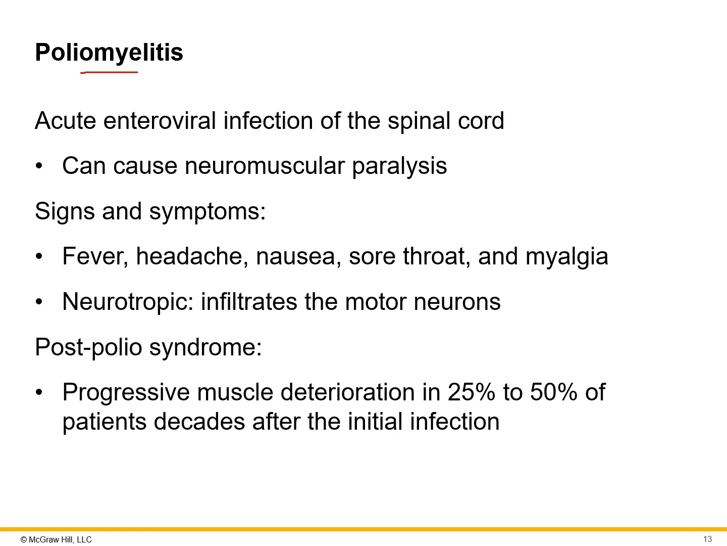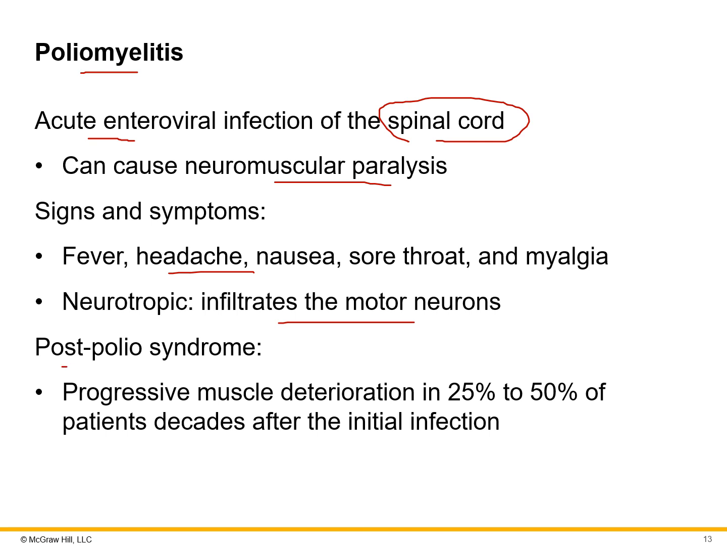Moving on now to polio or poliomyelitis. Thankfully, and we'll see here in a little bit, this is becoming eradicated, but we still talk about it, especially because of its different vaccines that are available. So this is an acute enteroviral infection. It's of the spinal cord, so not the brain specifically, but actually in the spinal cord. It causes neuromuscular paralysis. The first symptoms are again fever, headache, nausea, but then ultimately it infiltrates those motor neurons and leads to paralysis and problems with coordination.